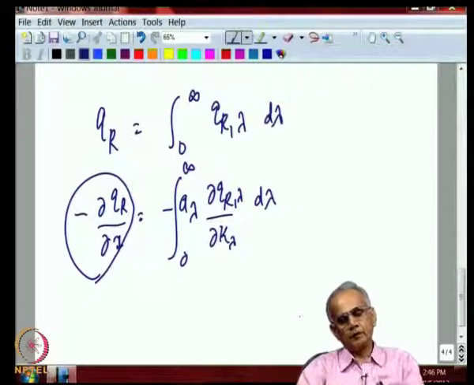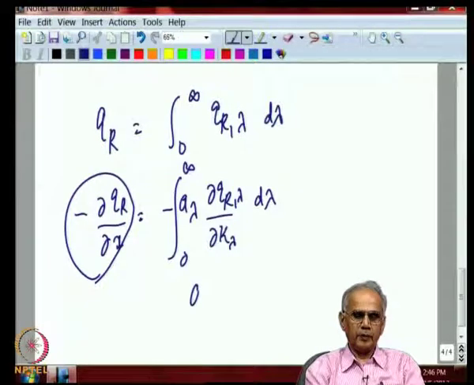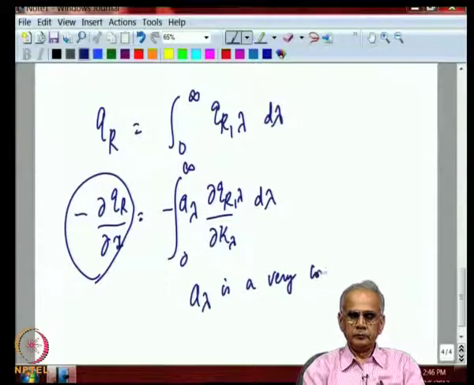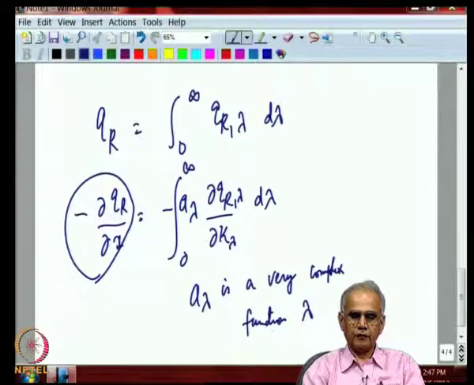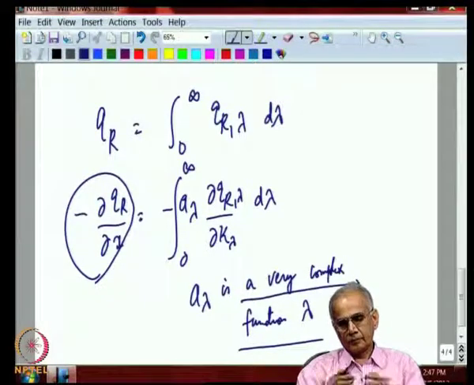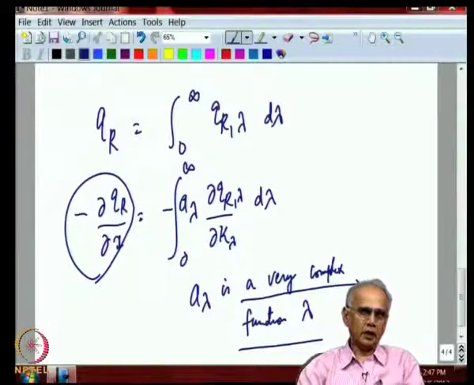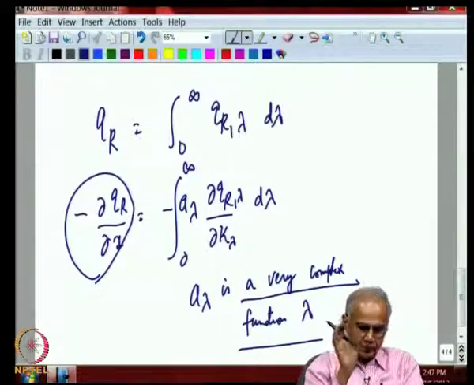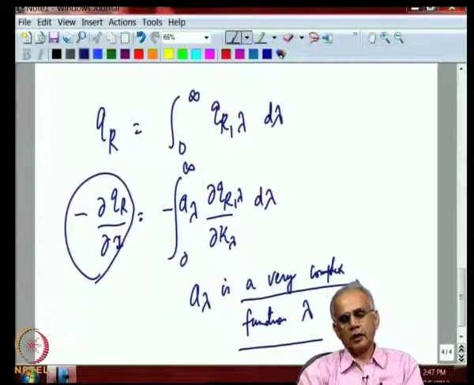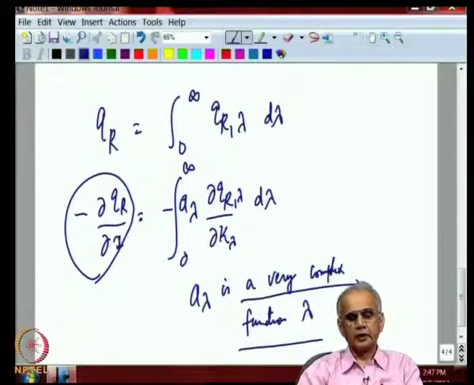Now, this is the most difficult step in this whole procedure, because A lambda is a very complex function of lambda. So, this is what makes life very hard in integrating this, because a typical absorption band of a gas contains millions of lines, and you have to account for absorption in each line and the lack of absorption between lines. All this had to be accounted for, and this is no mean task, and people have been at it for almost 100 years.